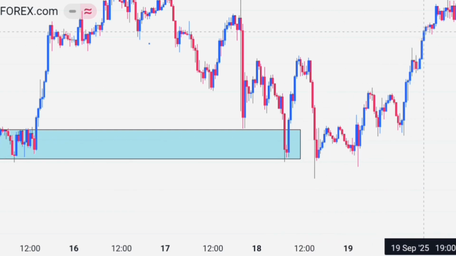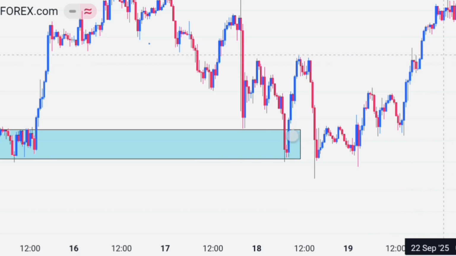Okay, so after marking out your demand zone, what is next? If you want to trade with manipulation, then you need to wait for manipulation to happen at this demand zone before you look to buy. But if it is a supply zone, you have to wait for manipulation to happen at that supply zone before you look for a selling opportunity. Now this is the demand zone.